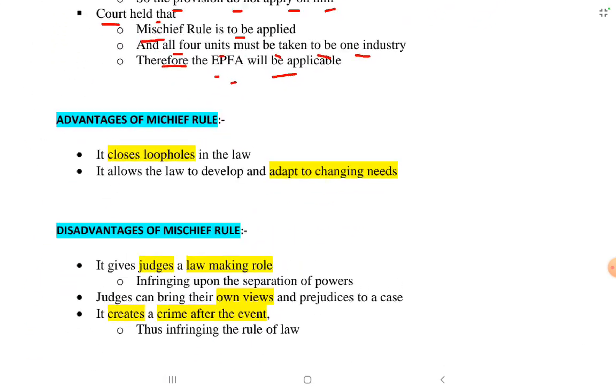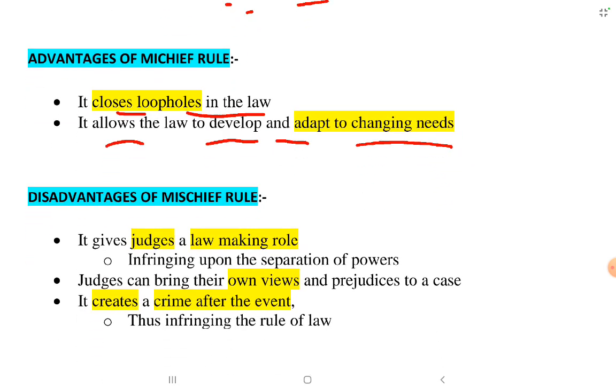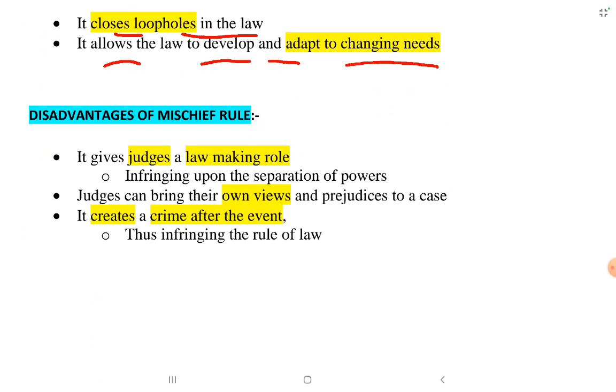What are the advantages of the mischief rule? It closes loopholes in the law. It allows the law to develop and adapt to the changing needs. What are the disadvantages of the mischief rule? It gives judges a law-making role, thereby infringing upon the separation of powers. The role of law-making is of parliament.